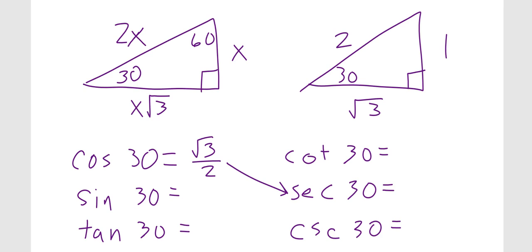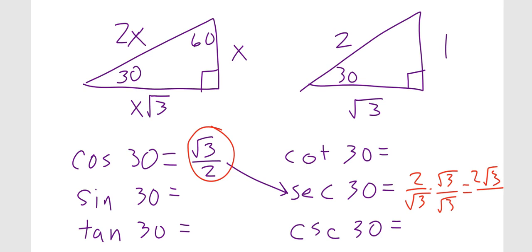If we got radical 3 over 2 here, 2 over radical 3. Of course, we would want to rationalize that. Not that that's the most important thing on the planet, but 2 radical 3 over 3 is what you'll see most often, even though 2 over radical 3 is exactly the same thing.